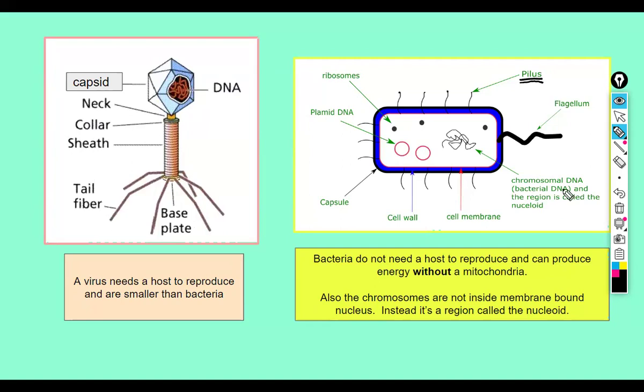Okay? Now, one thing about a virus, right? For a virus to copy itself or to duplicate itself, it cannot do it on its own. A virus needs a host. It needs to be hooked on to something else or be inside of another organism, right? To reproduce. Right, so that's just a brief refresher on the differences between a virus and a bacteria.